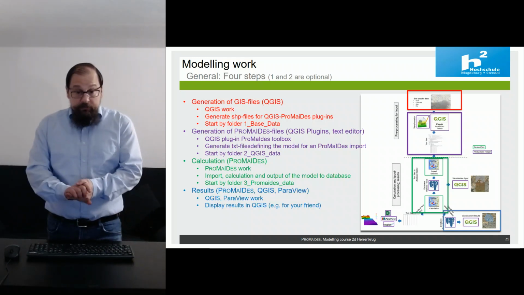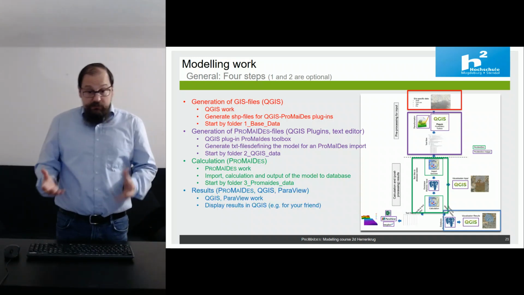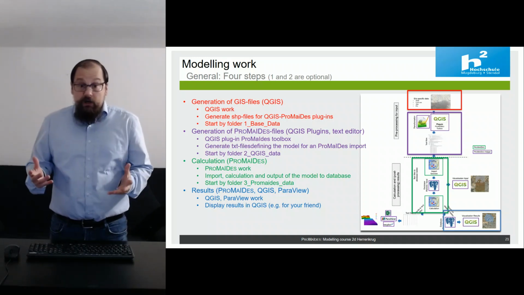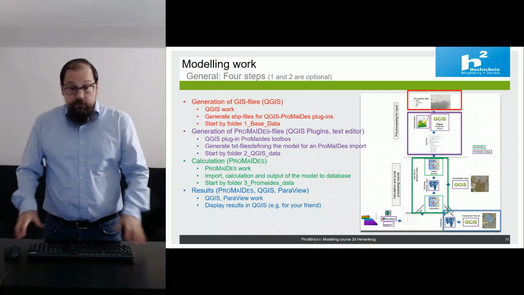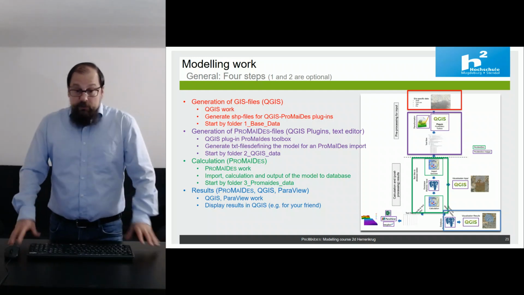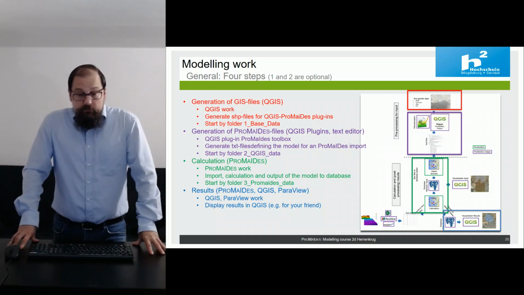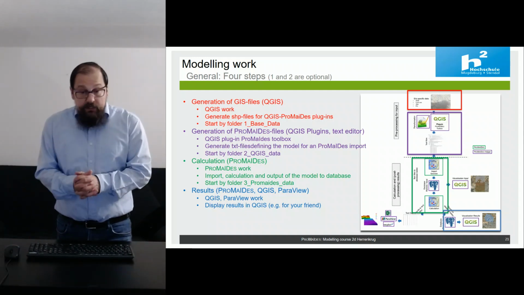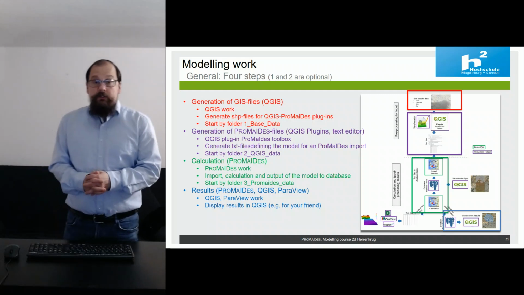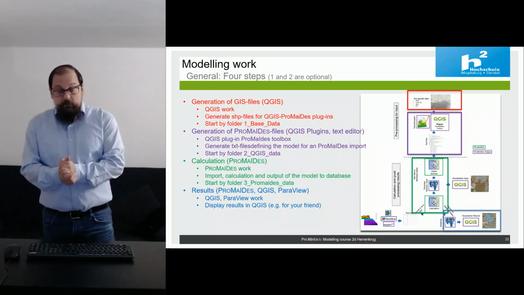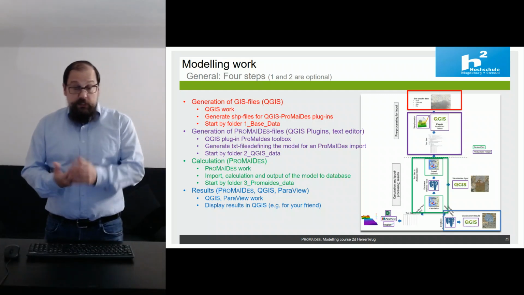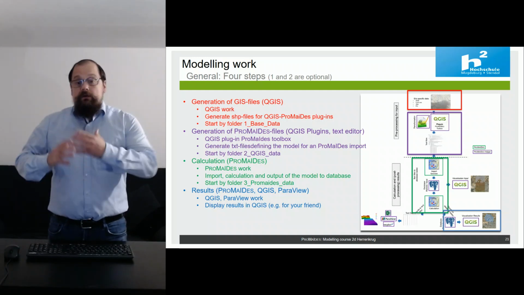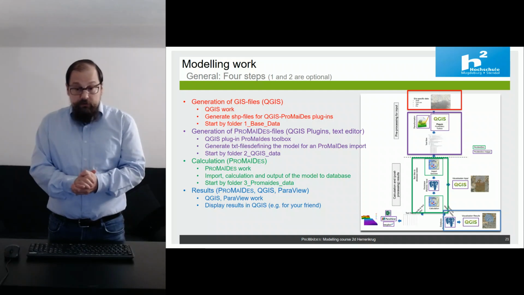And the last step is the results. There you will work with ProMaIDes, QGIS, or even ParaView, which is also a so-called ProMaIDes helper. Excel is also involved, we will see later. The idea is to display the data which was produced with the hydrodynamic calculation, visualize it and interpret it, to give your friend advice on whether he should buy the house or not.